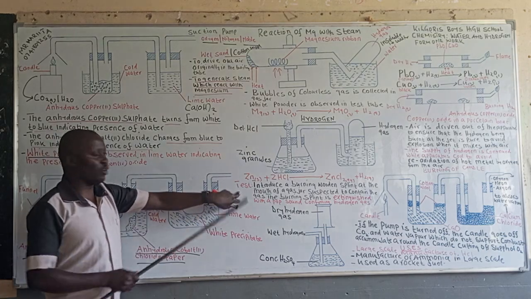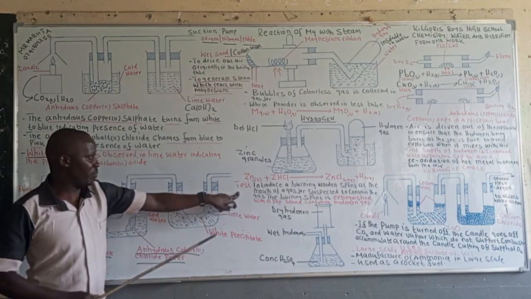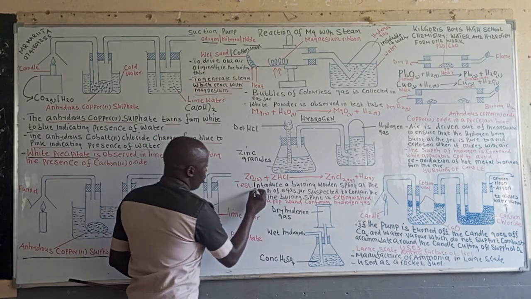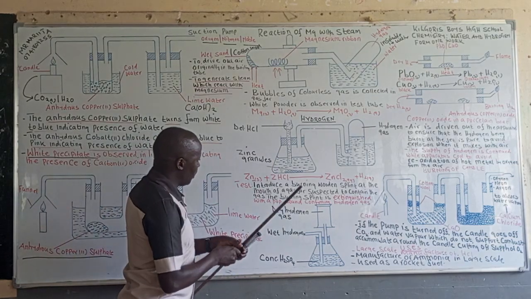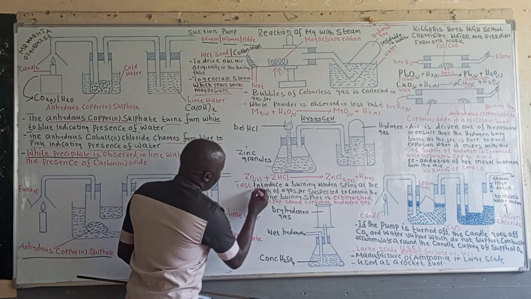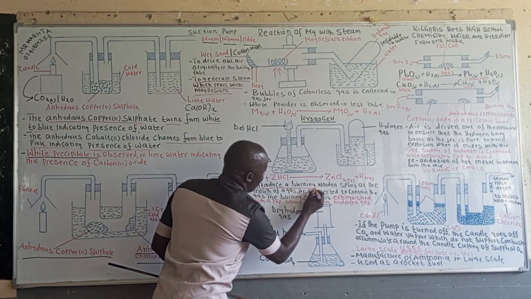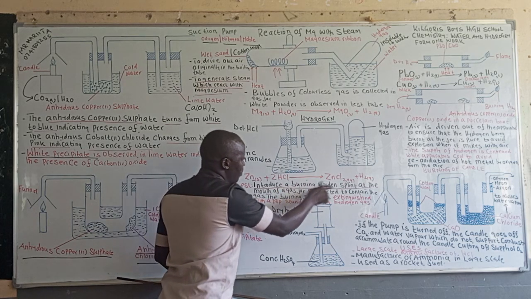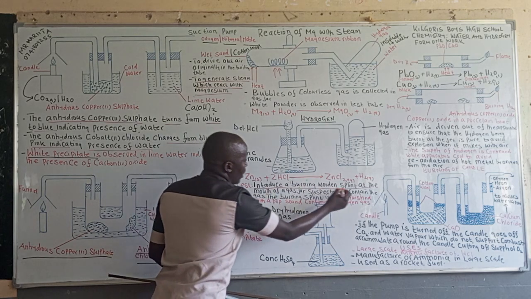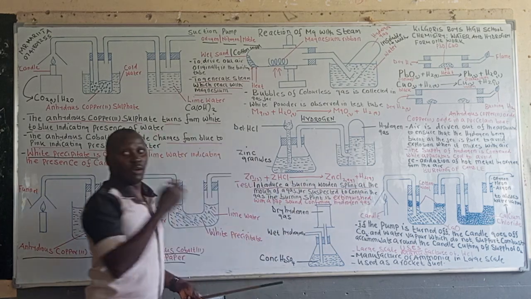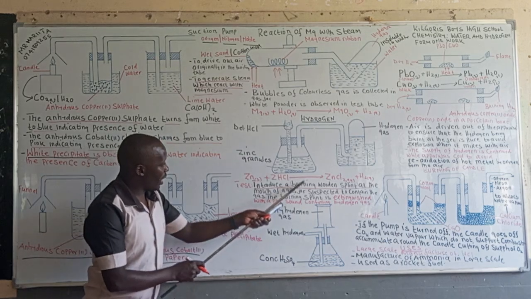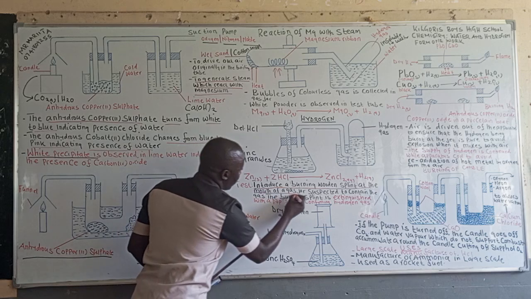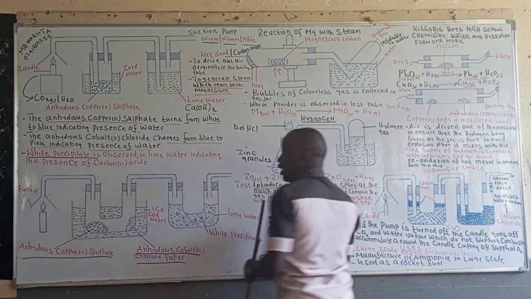Now, how do you test for hydrogen? Describe an experiment. Introduce a burning wooden splint. This one here, it is a burning wooden splint. You need to understand this one very well. It is not a glowing splint. We are using a burning wooden splint at the mouth of the gas chamber suspected to contain hydrogen.